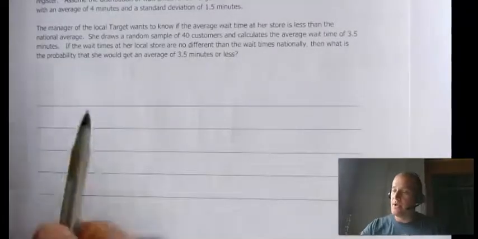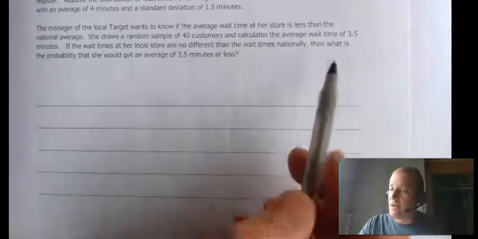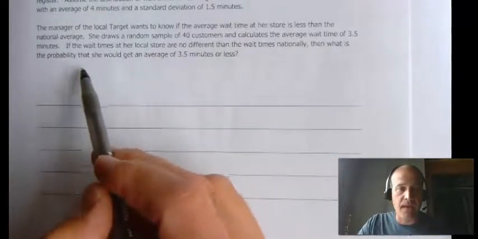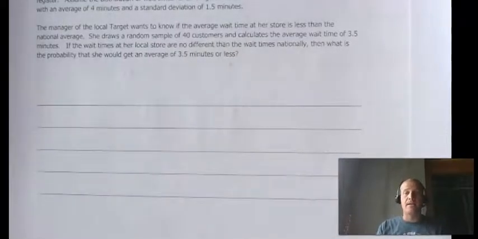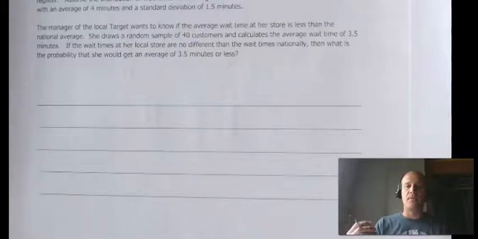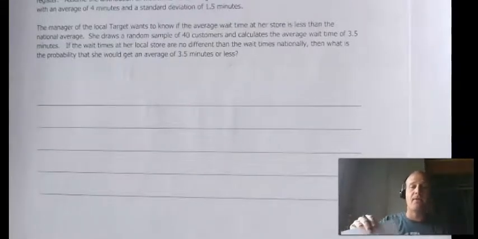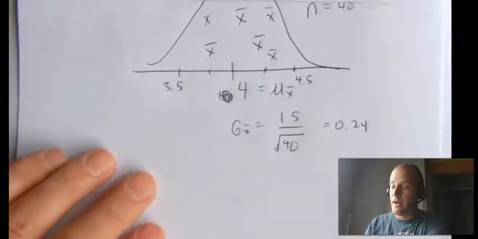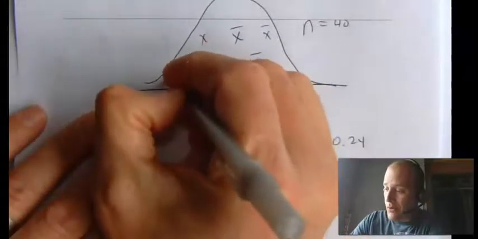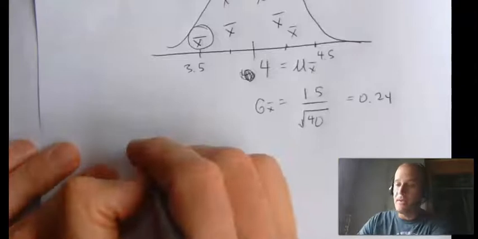So our question now is, if the wait times at our local store are no different than the wait times nationally, then what's the probability that she will get an average of 3.5 minutes or less? I hope that you recognize this is the p-value. The p-value is the chances that we get a statistic this far from the average or less. Well, it's all about the sampling distribution, right? So our X bar is about right there, and we want to use that X bar to find a z-score.